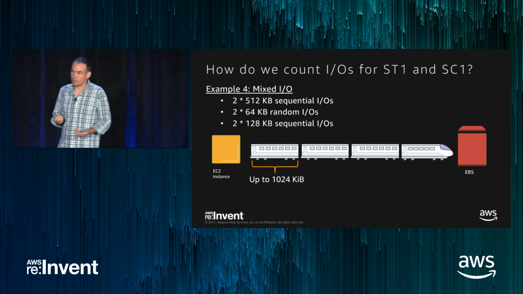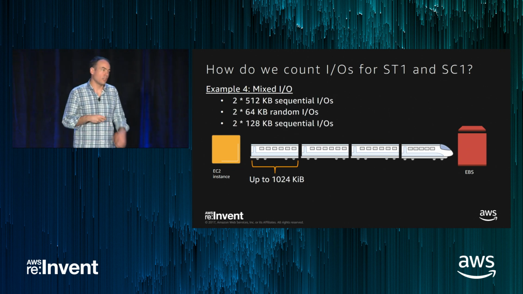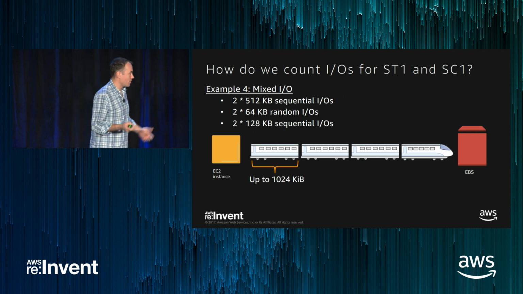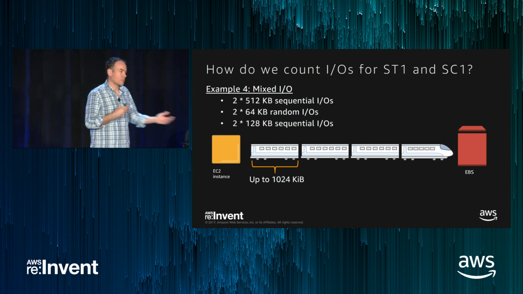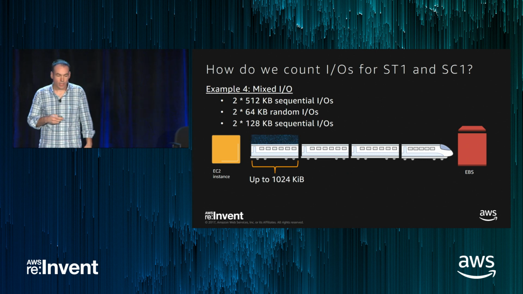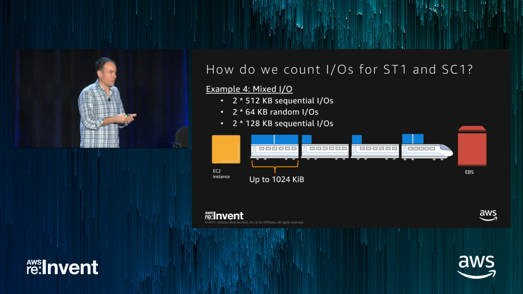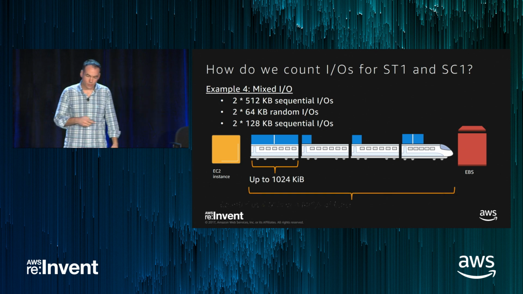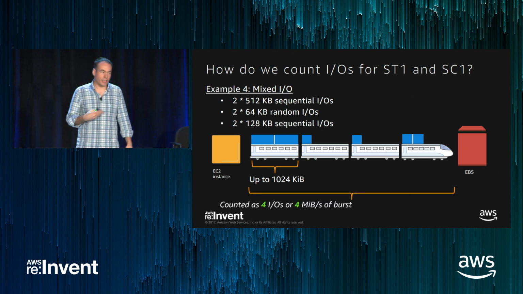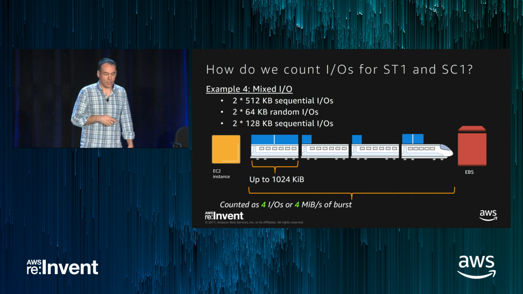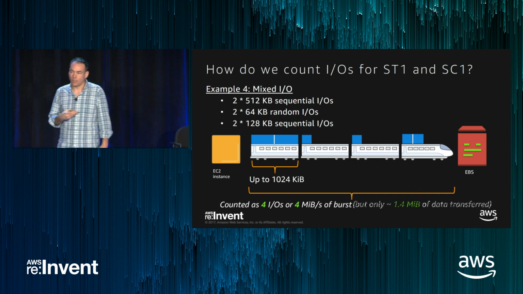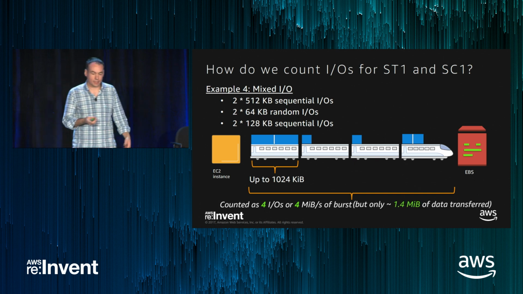The reality is most applications don't do purely sequential, and they don't do purely random. Typically, it's a mix of both, biased one way or the other. Here's a good example of what can happen on an ST1 and SC1 volume. Your application submits a couple of large IOs, we'll merge those together into 1 bucket, then a couple of random IOs, and then a couple more sequential IOs. So you submitted 6, and we counted it as 4, so we helped you out a little bit. But it's still counting 4 megabytes per second of burst, even though your application was only able to get 1.5 megabytes of data.